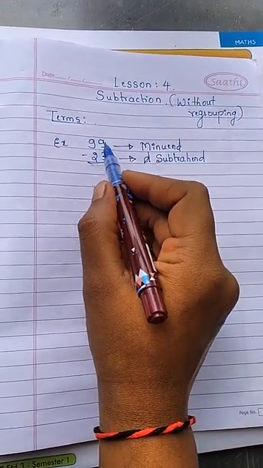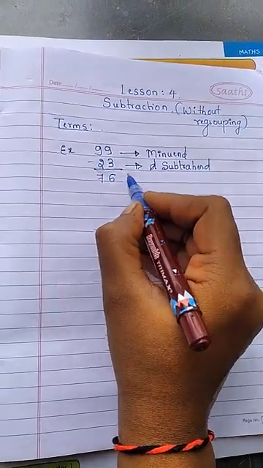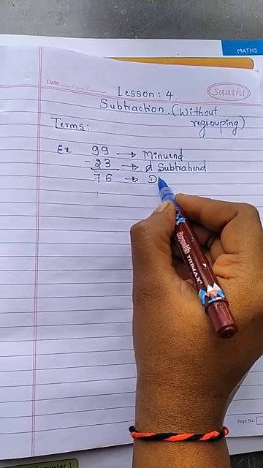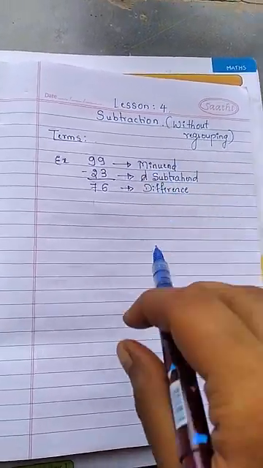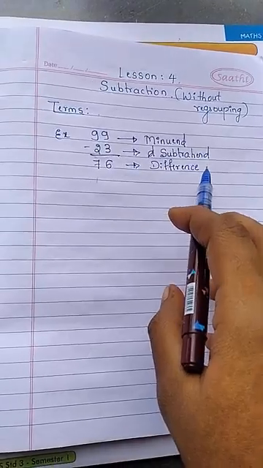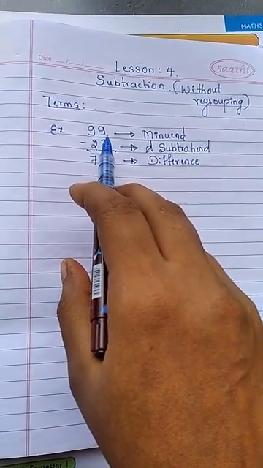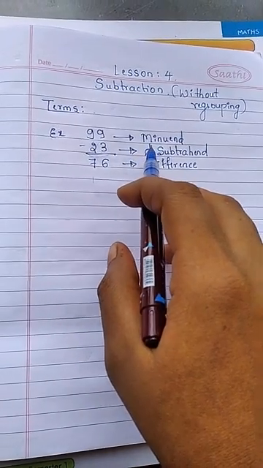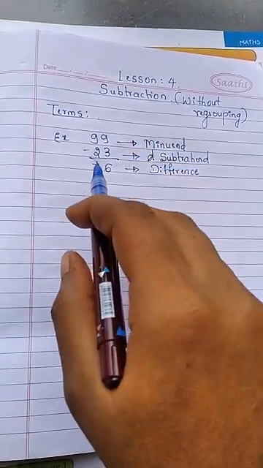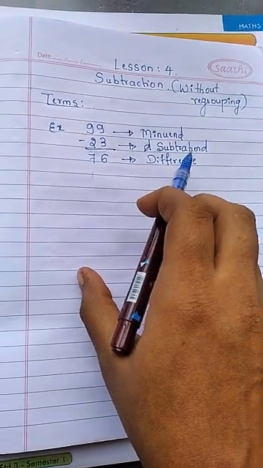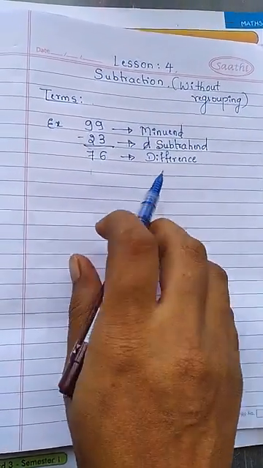Whatever the answer you are getting after subtraction, 9 minus 3 is 6, 9 minus 2 is 7, this is called difference. Difference is nothing but you have to go for subtraction. Whenever it is sum, you have to go for addition. Now, the terms are like this. The number from which you are subtracting is called minuend, the number which you are subtracting from the other number is called subtrahend, and the answer you get after doing subtraction is called difference.